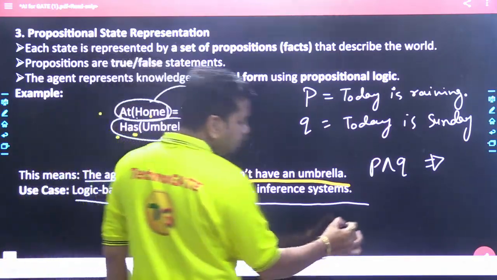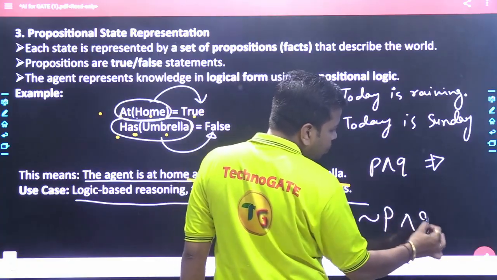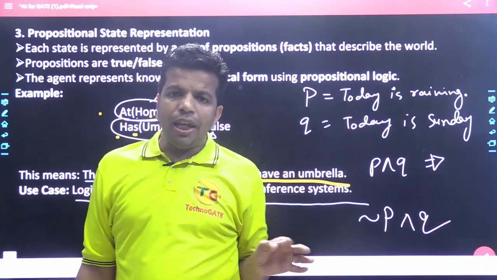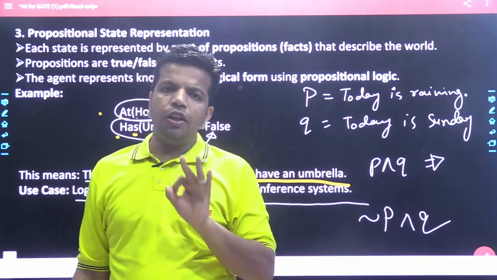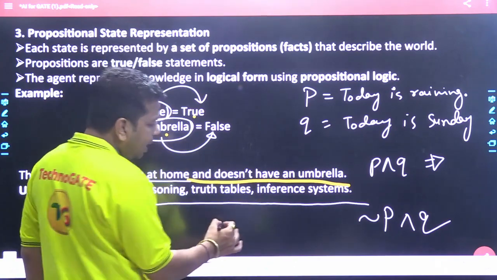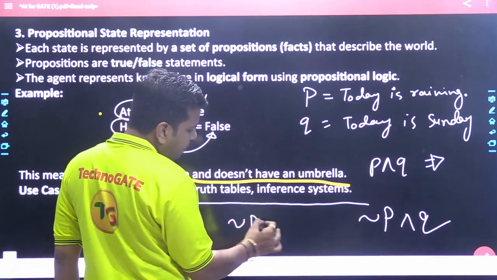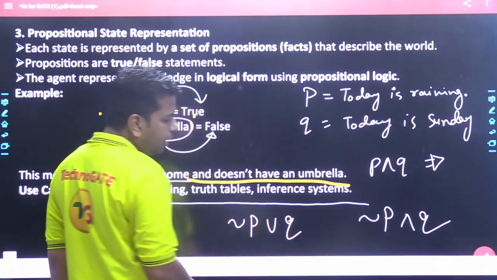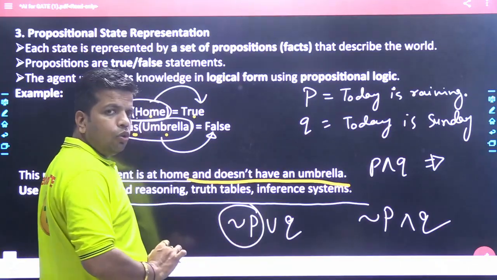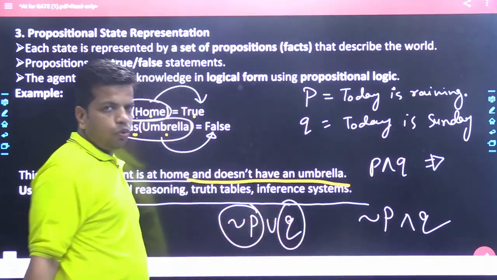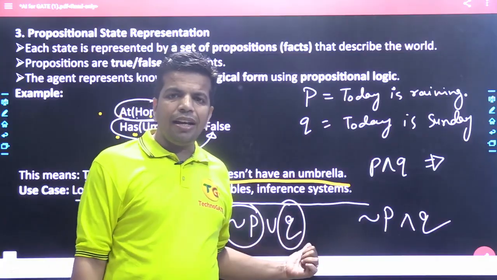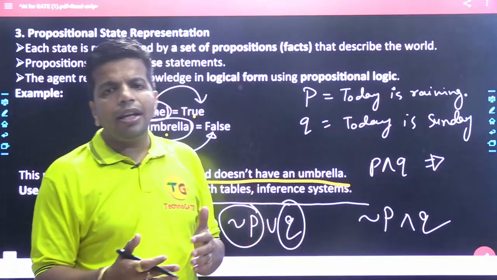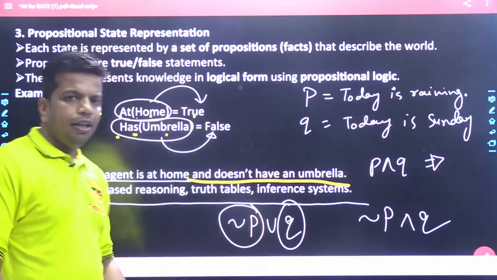If I am writing negation P and Q, it means the first statement is false and the second statement is true. It means today is not raining, but today is Sunday. If I am writing negation P or Q, what does it mean? Either this statement is true or that statement is true. So either today is not raining or today is Sunday, like that.